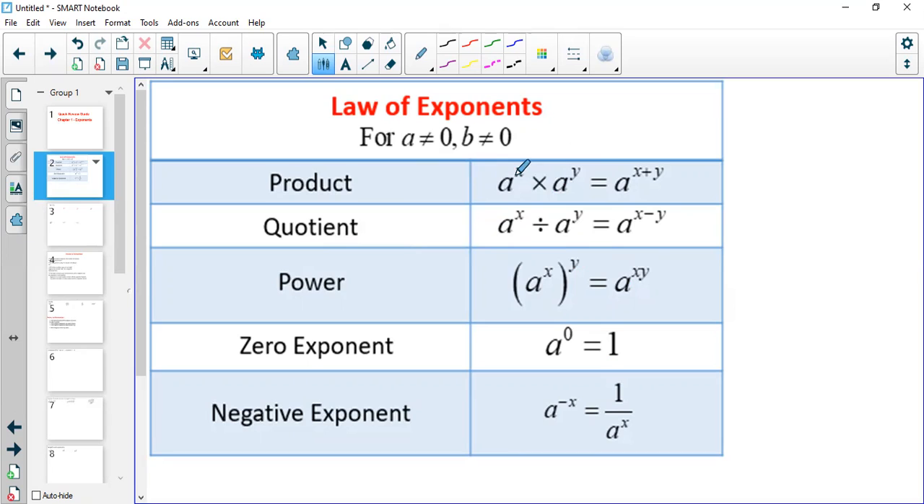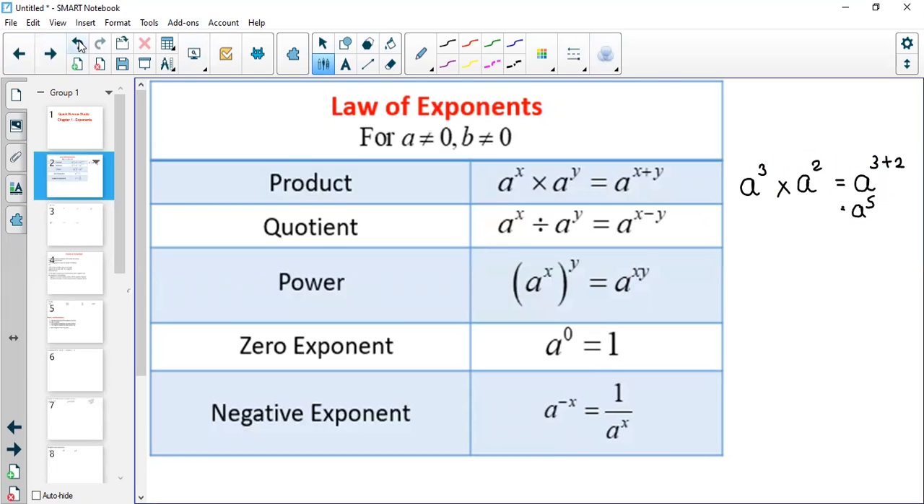Let me give you a quick example of how this would look. For example, let the base be a. If the exponent was 3 multiplied by a with exponent 2, the answer is going to be a to the power of 3 plus 2, which gives you a to the power of 5. So when you are multiplying exponents, you just need to add the powers.